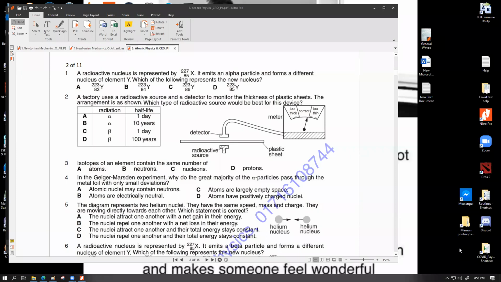Gamma particles would have no deflection in any of the fields because they don't have any charge. They are always going to move in a perfect straight line.